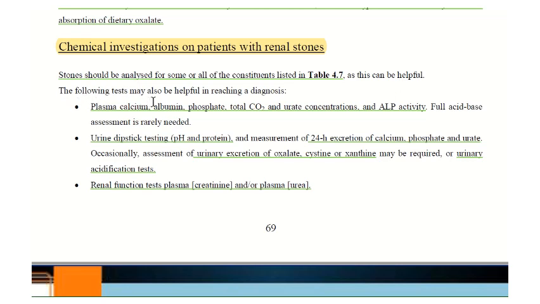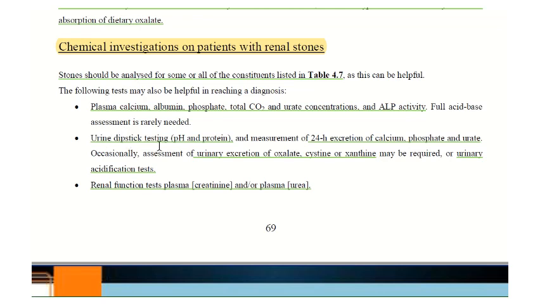The following tests may also be helpful in reaching a diagnosis. الاختبارات التالية أيضا ربما تكون helpful للوصول إلى diagnosis. Plasma calcium, albumin, phosphate, total CO2 and urate concentrations, and ALP, alkaline phosphatase activity. The full acid-base assessment is rarely needed.